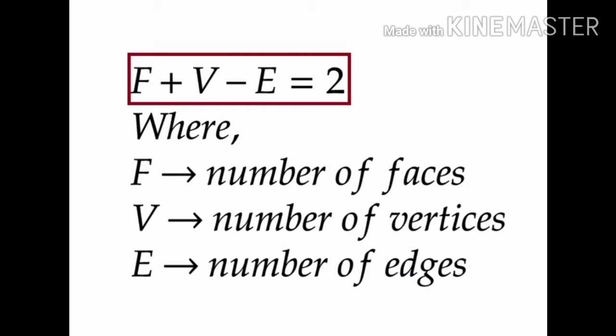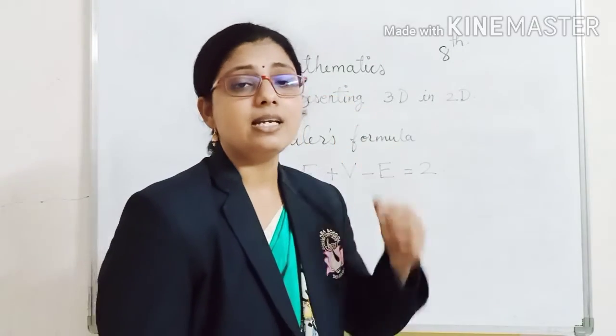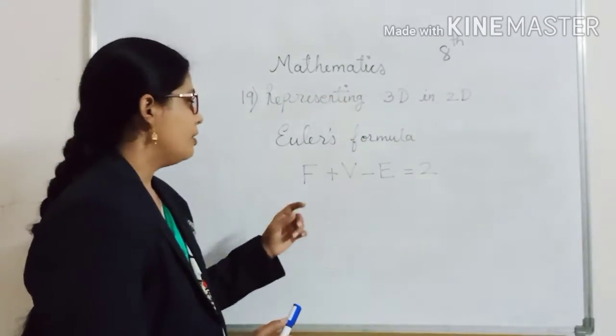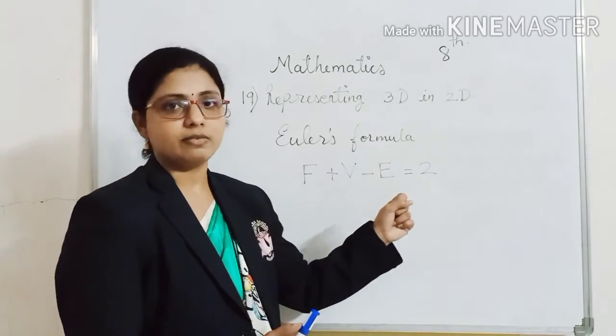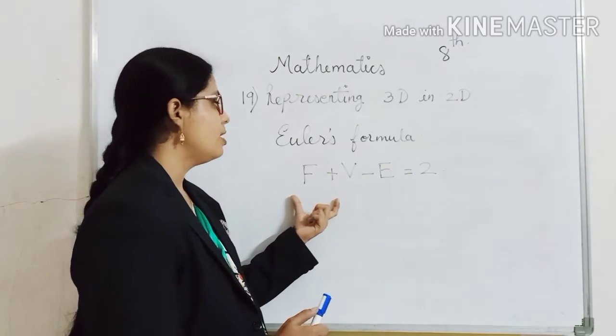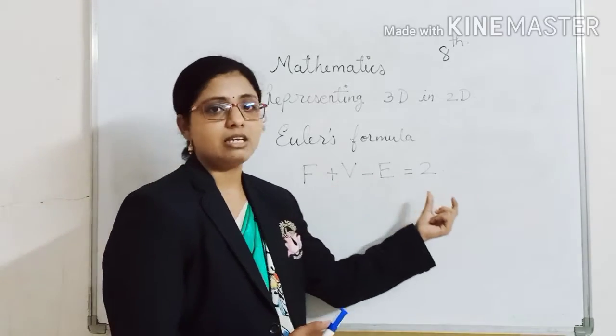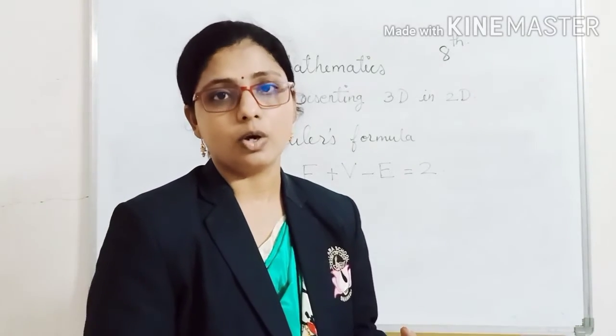In this formula we can see F plus V minus E is equal to 2, where F represents the number of faces, V represents the number of vertices and E represents the number of edges. This is Euler's formula. So what it tells us is, when faces, vertices and edges are given, we can use this formula to find out whether the given figure is a polyhedron or not.